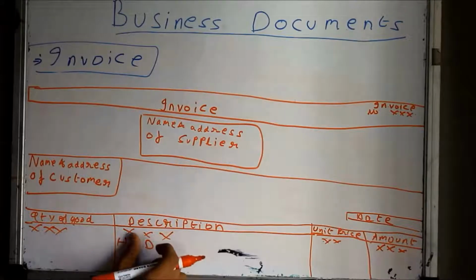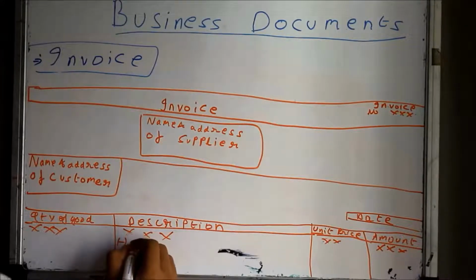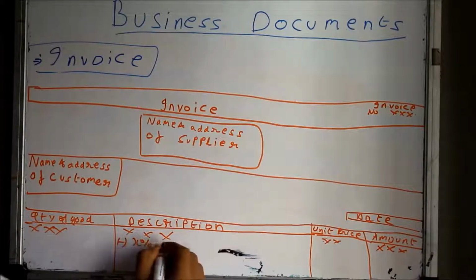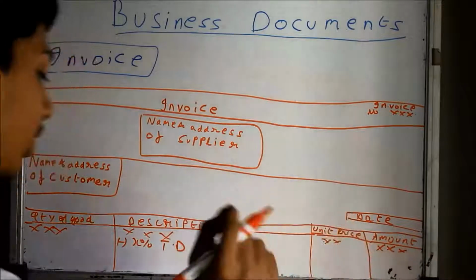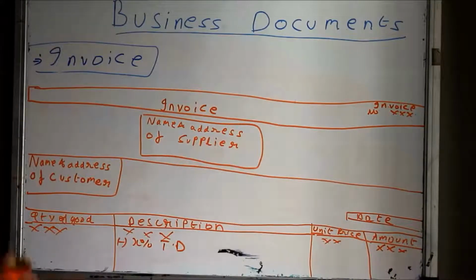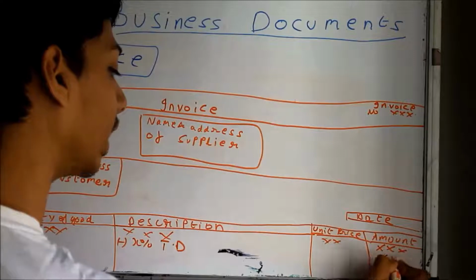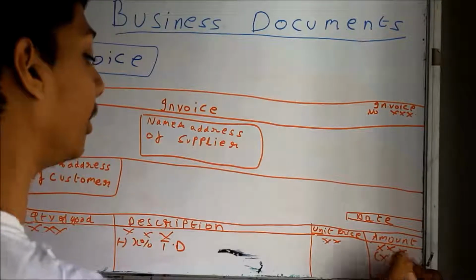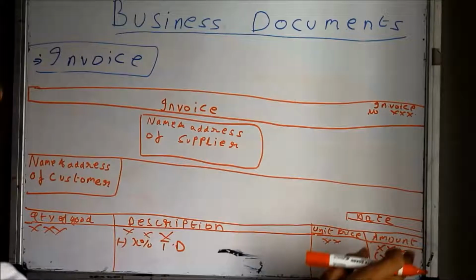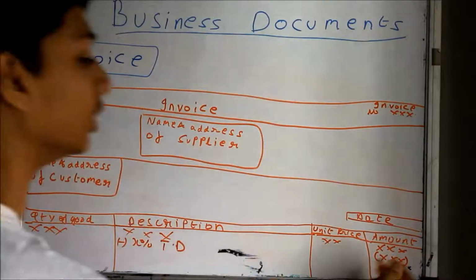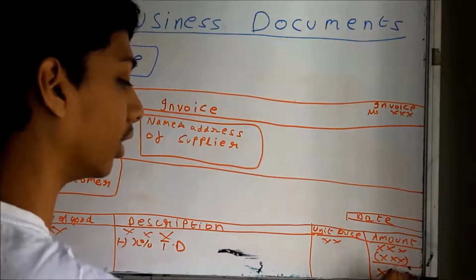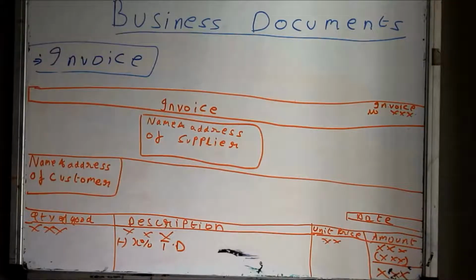Before we write TD, we are going to write minus X% trade discount. You have to also mention by percentage how much the trade discount is given. So after you write this TD, you're going to calculate the percentage of trade discount in amount, and that amount you're going to write in the amount column over here. And after you subtract the trade discount from the actual amount, you're going to write the final amount down over here, the final amount at which the good is sold.